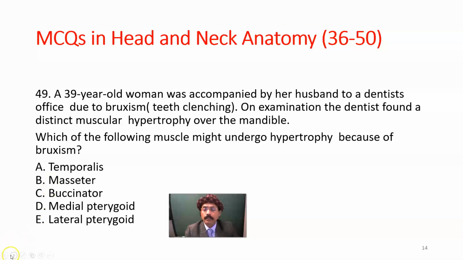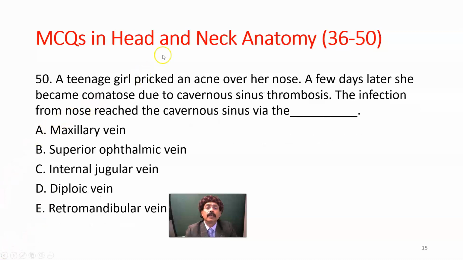Okay, then we'll go to here. A teenage girl pricked an acne over the nose. A few days later, she became comatose due to cavernous sinus thrombosis. The infection from the nose reached the cavernous sinus via what? Maxillary vein, superior ophthalmic vein, internal jugular vein, diploic vein, retromandibular vein. What is the answer? Answer should be B. That is the superior ophthalmic vein.